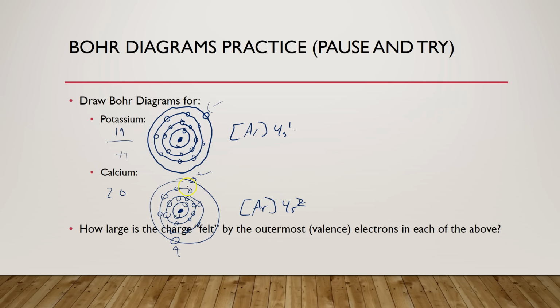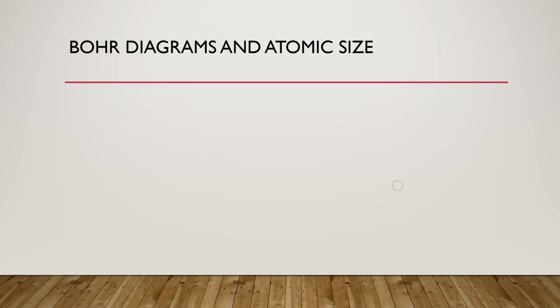So again, we have 18 electrons occupied in energy level 1, 2, and 3 before we get to 4s, right? So 20 minus 18 is plus 2, right? 2 electrons, there's plus 2 charge felt by those 2 electrons. Now, why does it matter how much charge is felt by those outermost electrons? Why are we putting a focus on that? That has to do with our atomic radius.